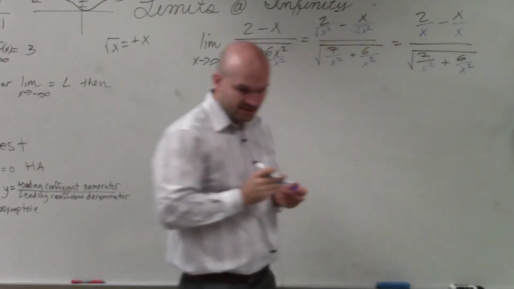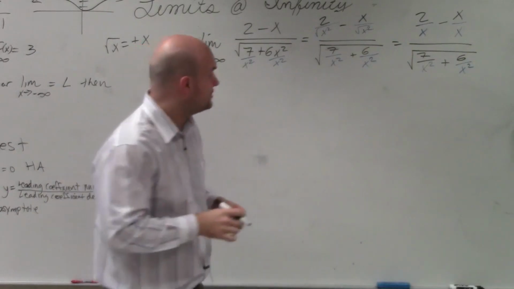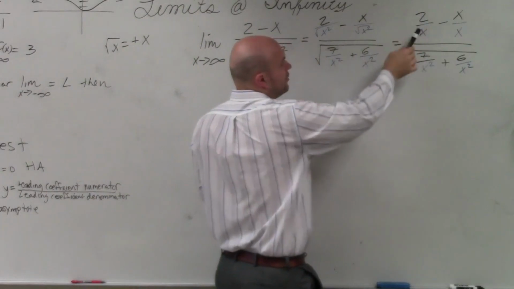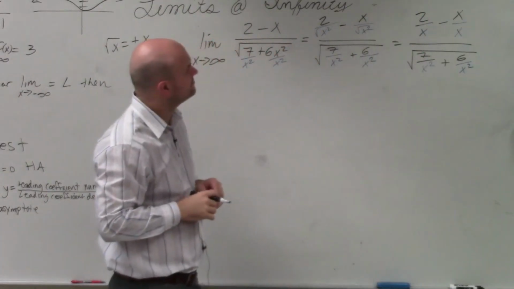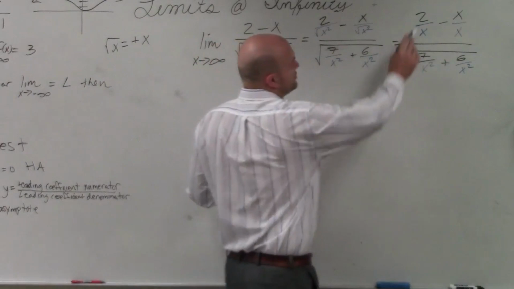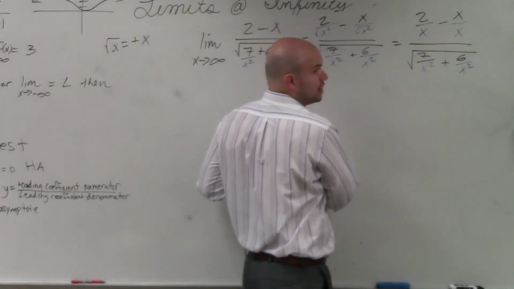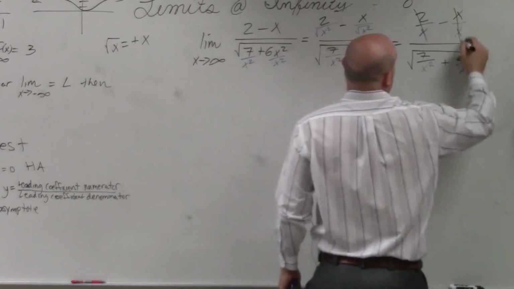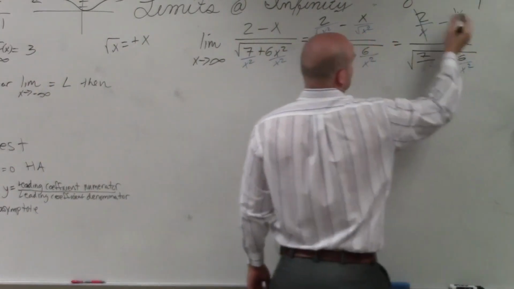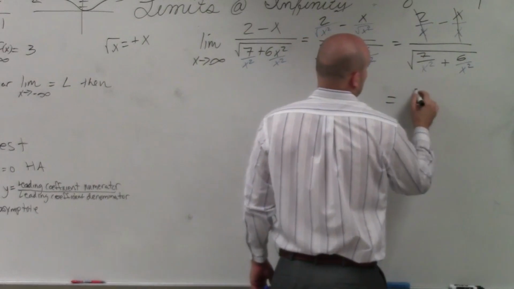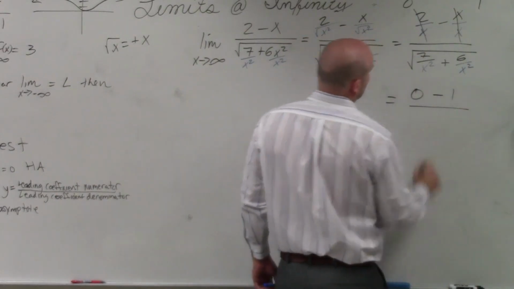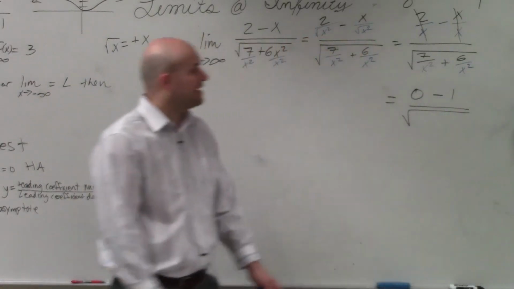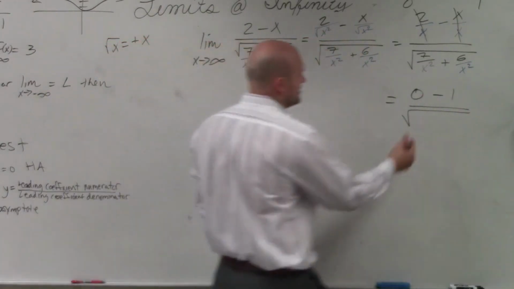OK, so now let's go ahead and determine where everything is going to. 2 over any kind of number as it keeps on getting larger and larger and larger is obviously going to be going to 0. That's going to go to 1. So right now we have 0 minus 1 all over the square root of any number divided by x raised to a higher power is going to be 0.